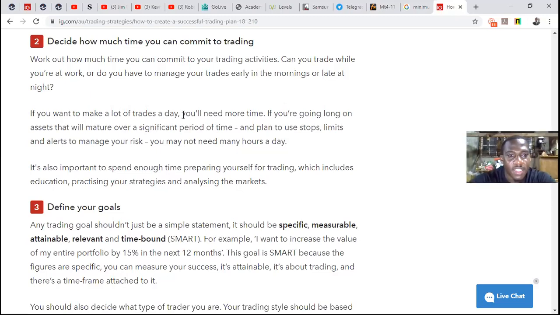If you want to make a lot of trades a day, you need more time. If you're going long on assets that will mature over a significant period of time, and plan to use stops, limits, and alerts to manage your risks, you may not need many hours a day. So you trade entries. If you plan to use stops and limits, you could just decide to set them at certain levels and wait. With the levels, you would have that freedom a lot more.